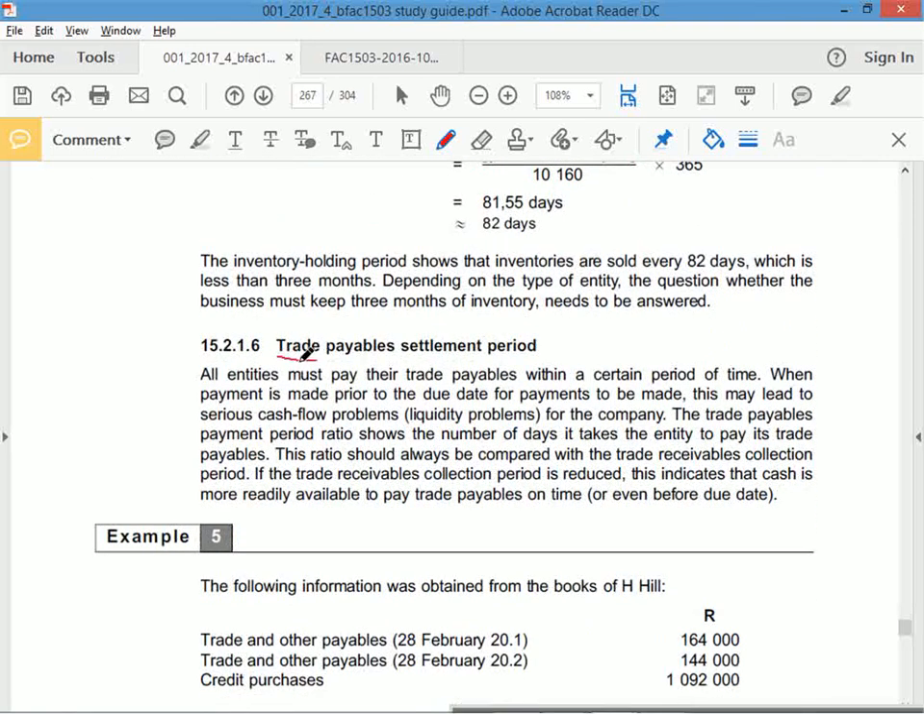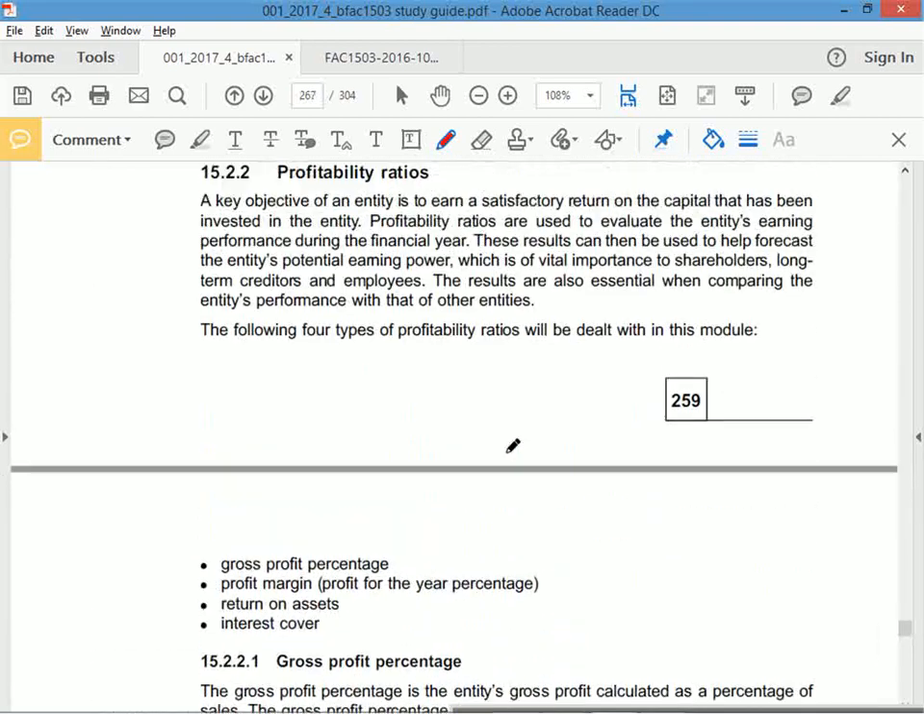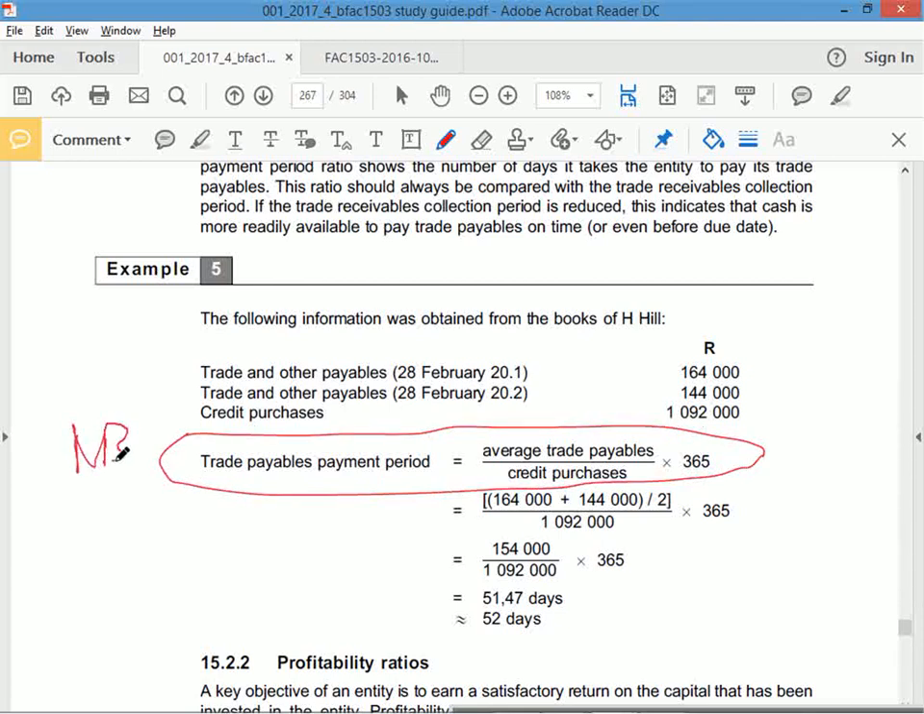Okay, trade payable settlement period. There's an equation for that. Where did they put it? They didn't put it here. They should have. Oh, they did. There's the equation. Okay, so to help you remember this for the exam, with trade payables, think logically. I should be thinking about creditors. What do I do with them? I buy from them on credit. So my numerator is my creditors, my denominator is the credit purchases, and that's how I get the formula. Multiplying by 365 gives you the number of days because that's a period.